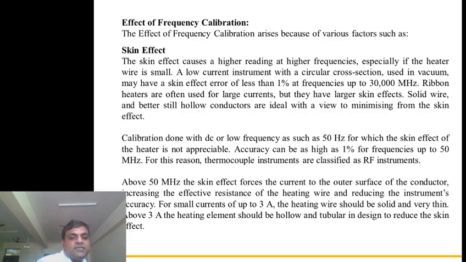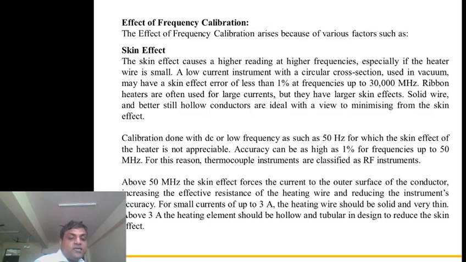For this reason, thermocouple instruments are classified as RF instruments, because we are able to measure current at a frequency of 50 megahertz, and this 50 megahertz comes in the RF range, radio frequency range. That's why it is called a radio frequency instrument. Above 50 megahertz, skin effect forces the current to the outer surface of the conductor, increasing the effective resistance of the heating wire and reducing instrument accuracy.